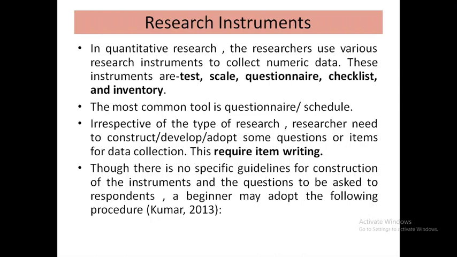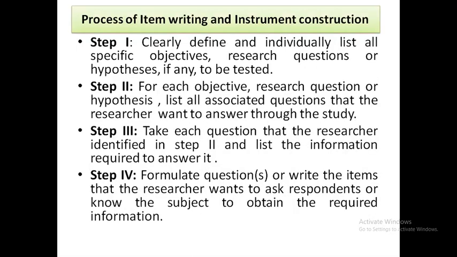for the respondent. Now, though there are no specific guidelines for construction of the instrument and the questions to be asked to respondents, a beginner may adopt the following procedure. So let's discuss the procedure for item writing, or better, you can say writing the questions in a questionnaire or a schedule. Step 1. Clearly define and individually list all specific objectives, research questions or hypotheses, if any, to be tested.